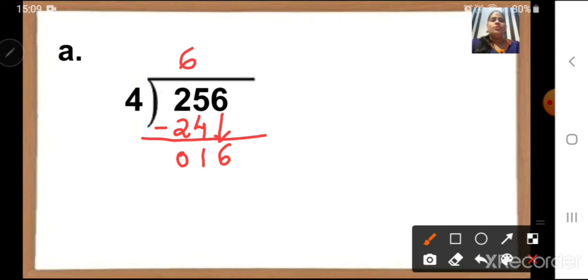Okay. So again we have to say 4's table when 16 will go. 4 1s are 4, 4 2s are 8, 4 3s are 12, 4 4s are 16. Correct? So it is directly going in the table. So we'll write here 4 4s are 16. Okay? Then put minus sign. 6 minus 6 is 0. 1 minus 1 is 0. This is how we are going to divide a 3-digit number by a 1-digit number. Okay?